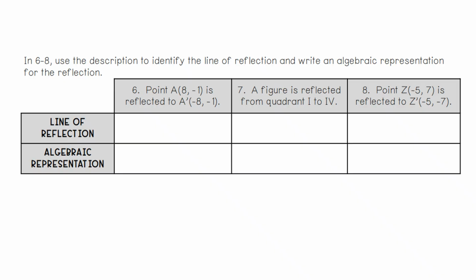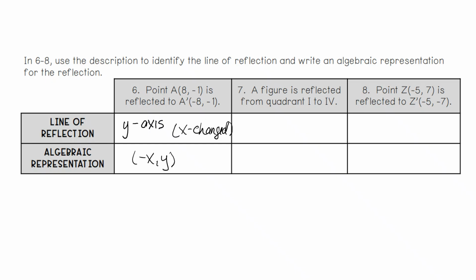Use the description to identify the line of reflection and write an algebraic representation of the reflection. So point A started at 8, -1. And then it was reflected to A prime where it's -8, -1. So your x changed. So that means it's a reflection over the y-axis. And the algebraic notation for that is -x, y.